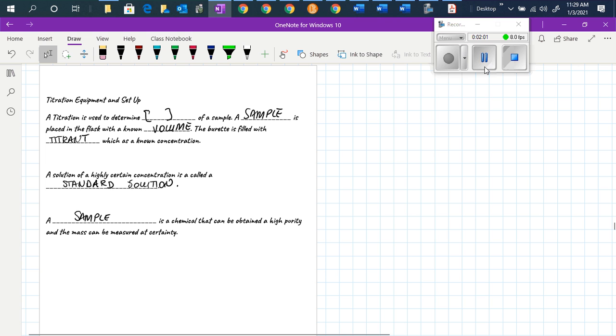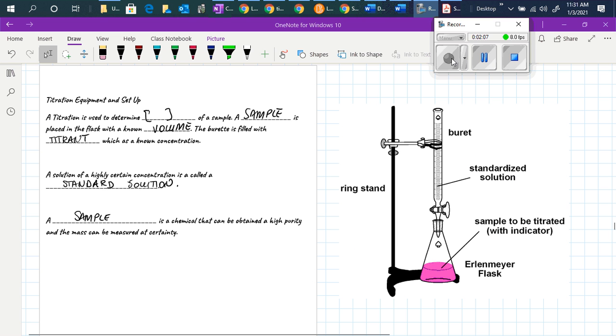Let me bring you a picture of a titration equipment and setup. This picture shows the way that the titration lab is set up. What we have here is a ring stand, which is just to help hold the burette. Then the clamps are holding the burette. The burette has the standardized solution and the flask has the sample solution.